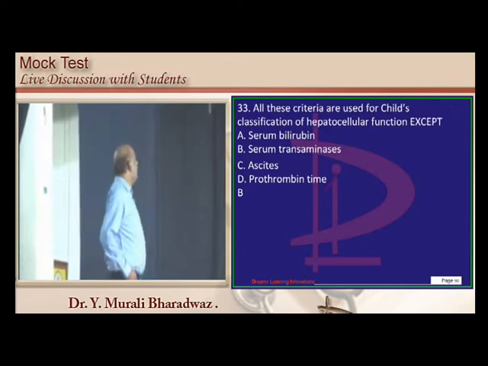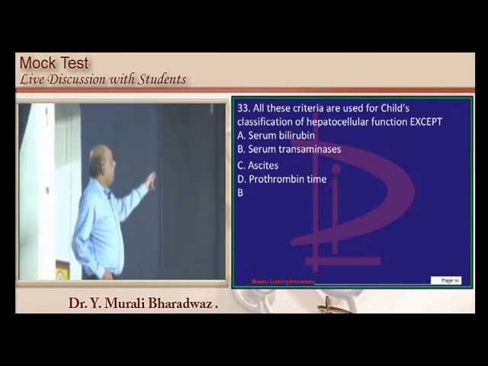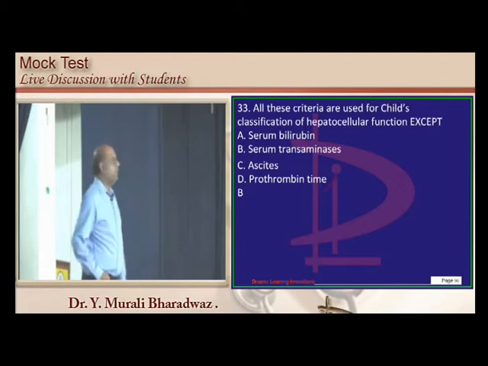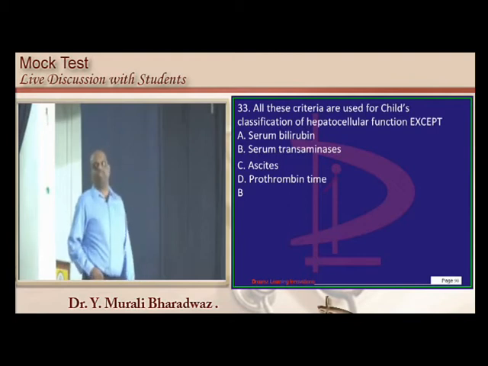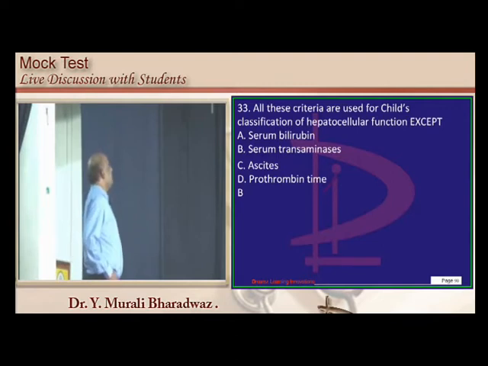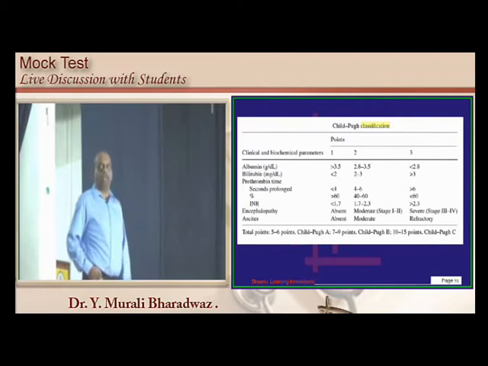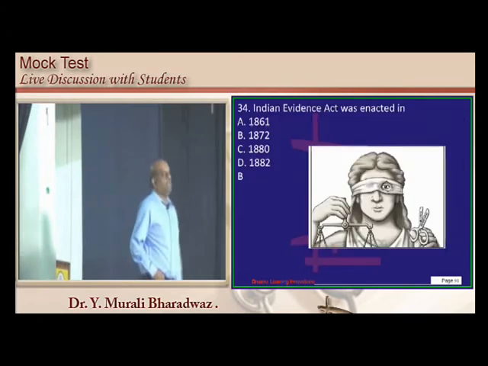Actually, in the original question, option B was albumin, but albumin is also part of the Child-Pugh classification. So we altered it. Transaminases are not a part, but otherwise BANANA: B for bilirubin, A for albumin, N for neurological status, that is encephalopathy, and one more A for ascites, and prothrombin time. These are all the components of the Child-Pugh classification.